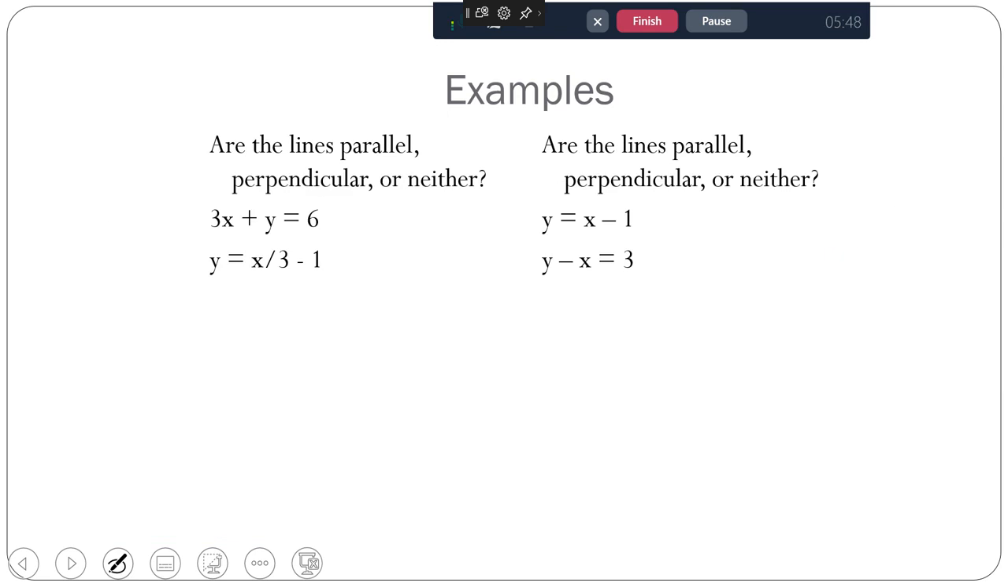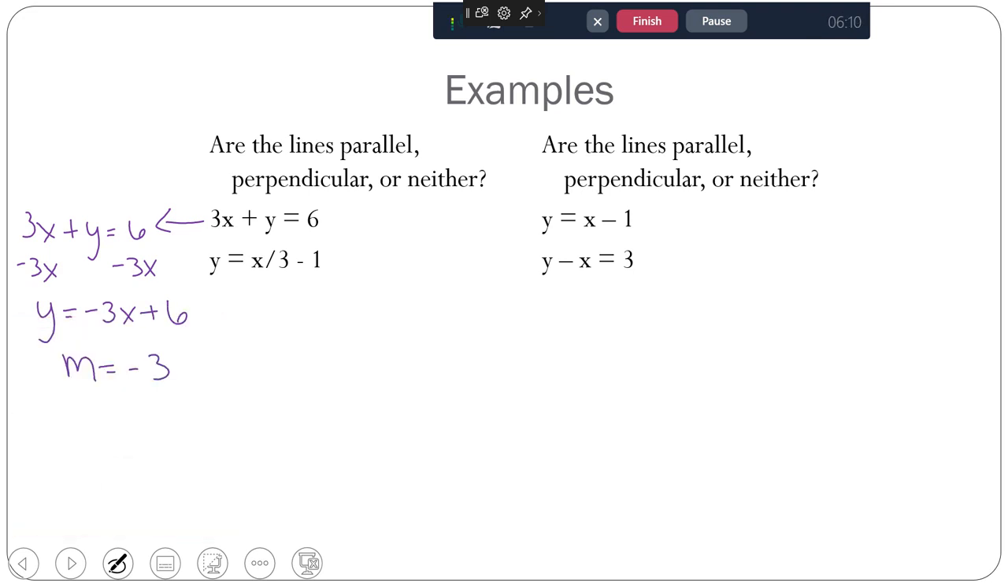Are the lines parallel, perpendicular, or neither? So we are going to first look at this first problem here where we have 3x plus y equals 6. I'm going to write this in slope-intercept form. So I'm going to subtract 3x from both sides and get y equals -3x plus 6. So the m is -3.